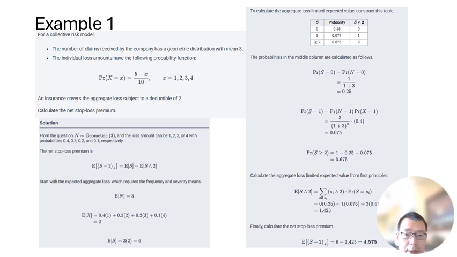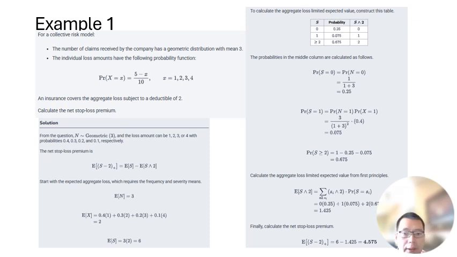With this, you will be able to calculate the probability of S greater than or equal to 2, which would just be 1 minus 0.25 minus 0.075, which is equal to 0.675.